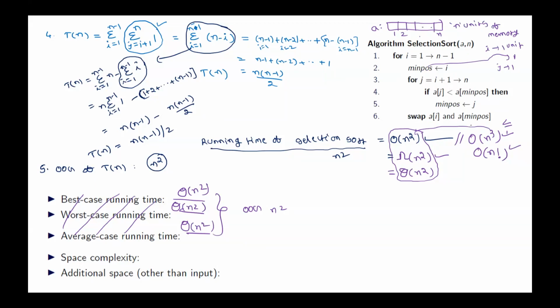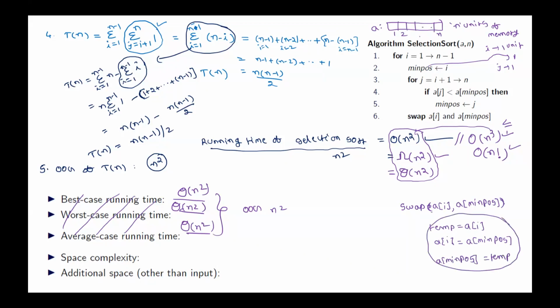Again, you may ask, sir, how to do the swap? Swap A of i and A of minimum position. How to swap these two? If you want, we can take one temporary variable: temp equals A of i, A of i equals A of minimum position, and so on. This is standard. Instead of writing these 3 lines, I have simply written swap. Here also, this is one variable which you may use, so that also you count as 1. So in total, how many units of memory?